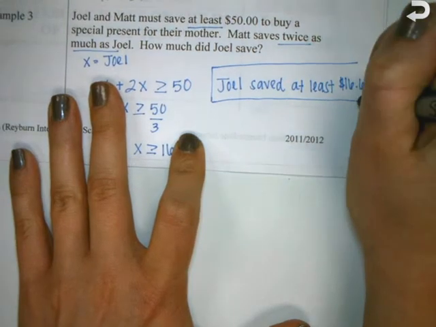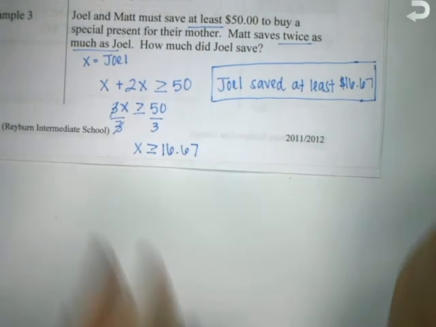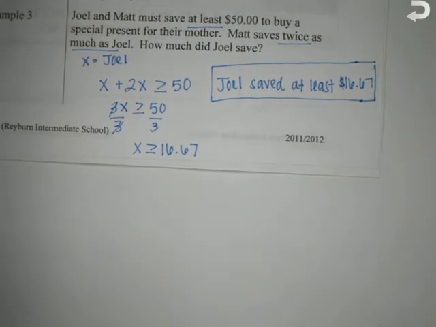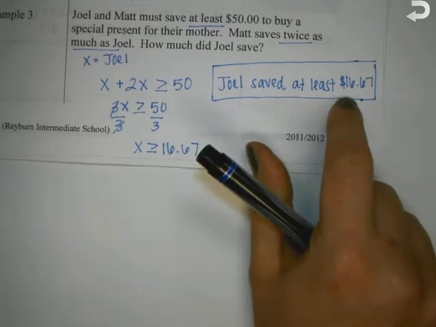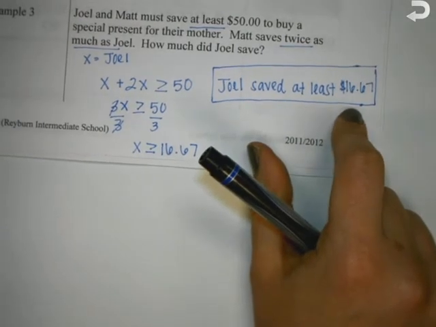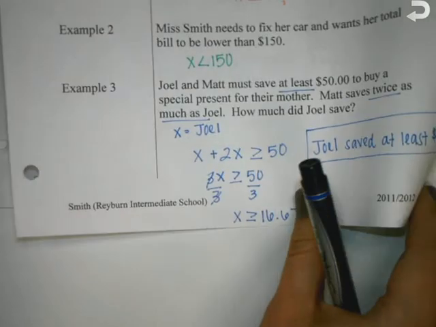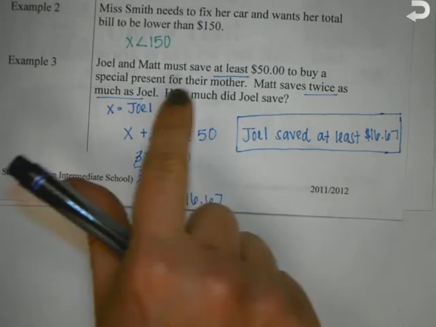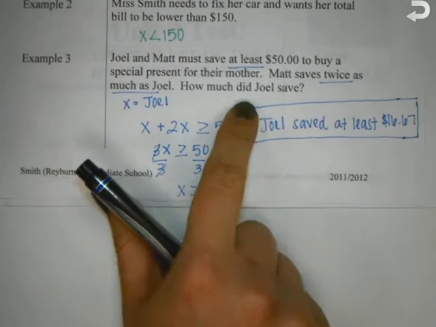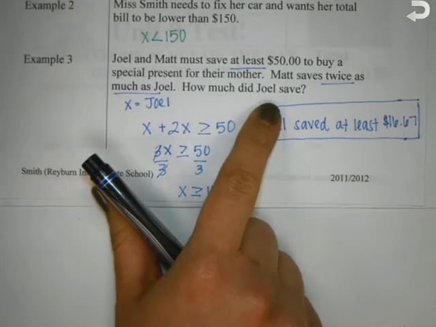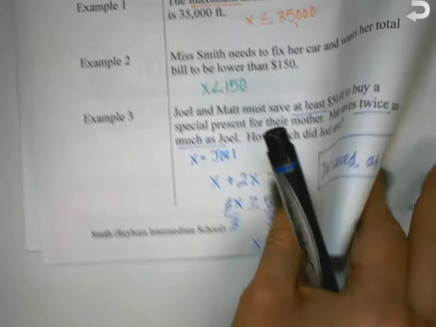Okay, so he saved at least that much. Could he have saved more? Yeah, but we know that he at least saved that much. Does that make sense? Okay, so it's pretty much everything we've done. Just they don't ask anything about Matt. They just want to know how much Joel saved. So we can stop there. So you have to read the question to know what your answer is. 2 more, guys. And then you'll have time to do your homework.